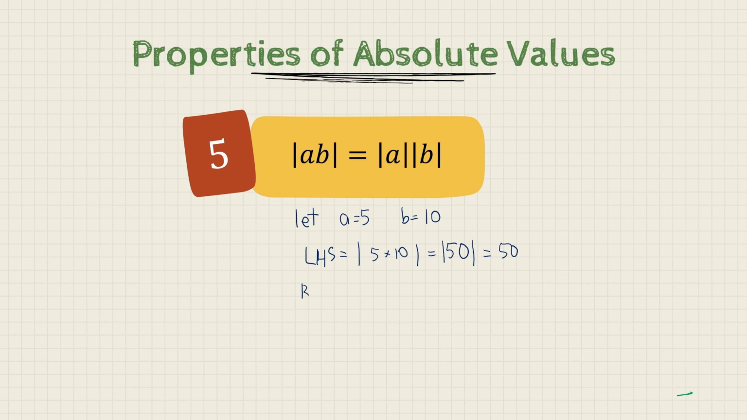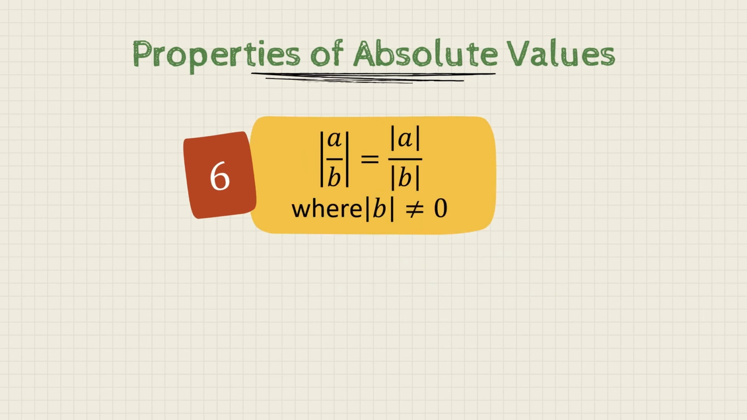So is it the same as the right hand side? Now look, the modulus of 5 we multiply by the modulus of 10. Okay, so modulus of 5 is 5, modulus of 10 is just 10. So 5 darab 10 berapa? 50. And here kita dapat nilai yang sama. Okay, now let's go further to the last property sebenarnya.